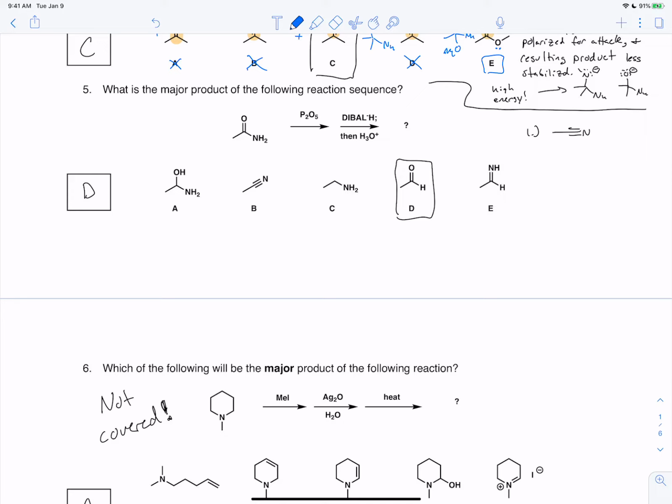So now we have just two, I think, sort of straightforward reactions that we learned in this section. One is dehydration of a primary amide with P2O5. This does a dehydration to give a nitrile. And then nitriles can be reduced with DIBAL, followed by acidic hydrolysis. This will go through an intermediate imine, but under the acidic workup conditions, it will be hydrolyzed by water. So at the end of the day, our answer will be D, the aldehyde.